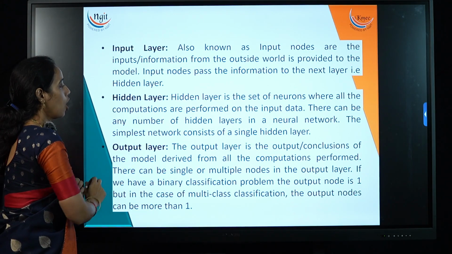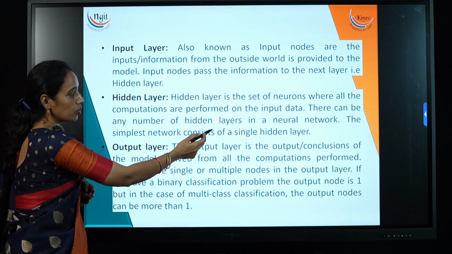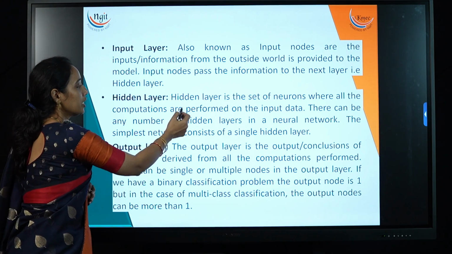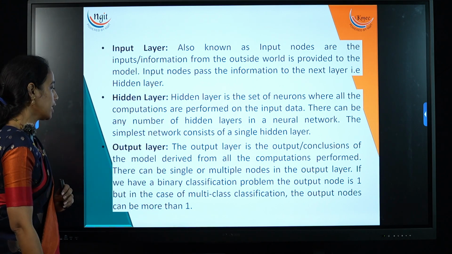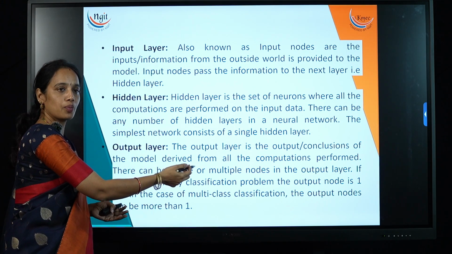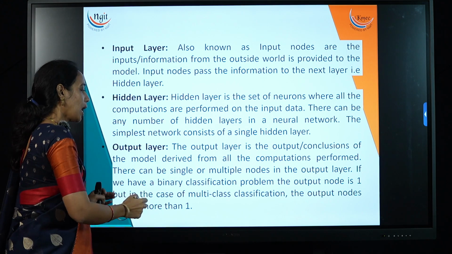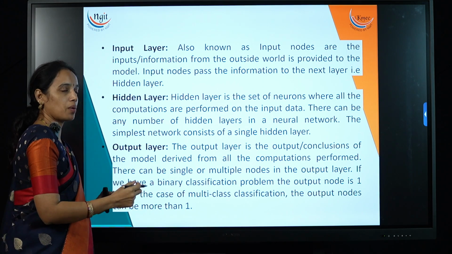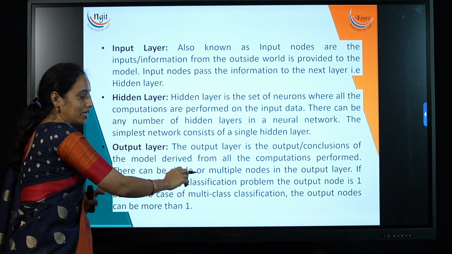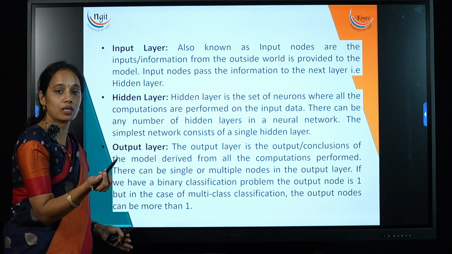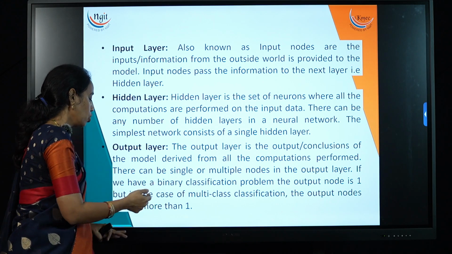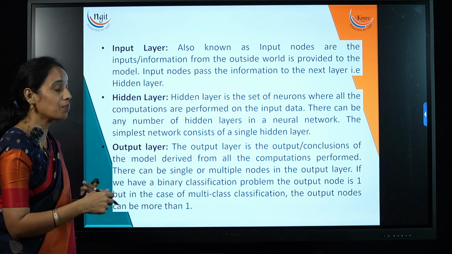And next one is the output layer. The output layer gives the output or conclusions of the model derived from all the computations performed between the input layer and the hidden layer, and there can be single or multiple nodes in the output layer. If the ANN is used for a binary classification problem, the output node is 1, but in the case of multi-class classification, the output nodes can be more than 1.